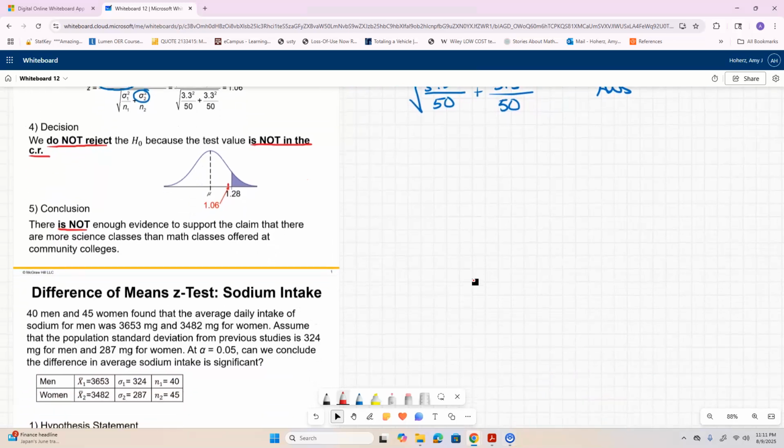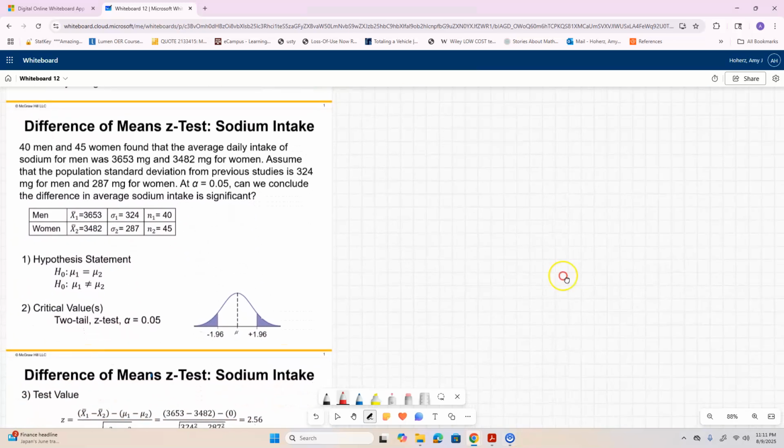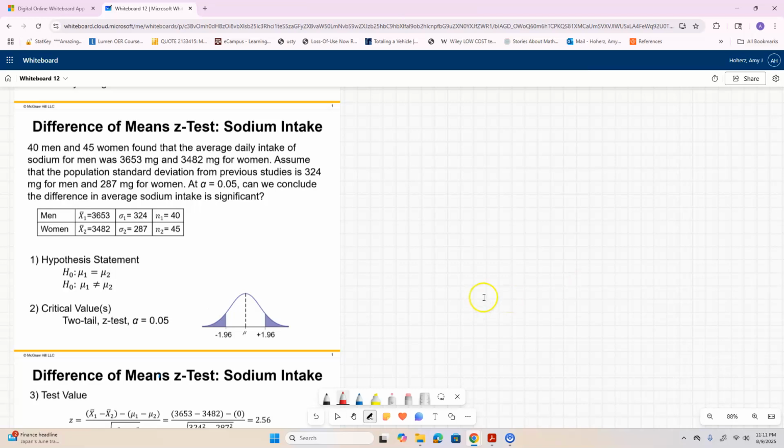Okay, so let's look at our next example. We have 40 men and 45 women. So this one's a little different right off the bat. We have different size samples, but that's okay. The formula can handle that. They found that the average daily intake for men was 3,653 and for women was 3,482.